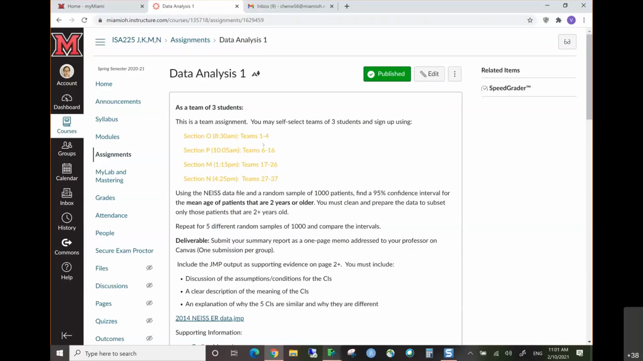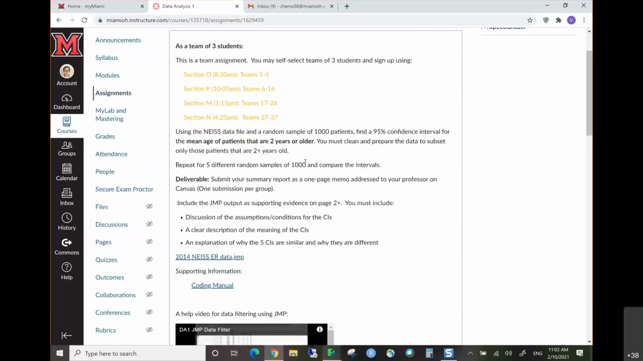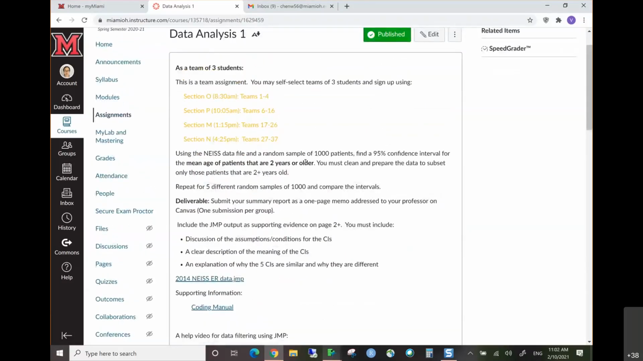And the grouping process, I will let you know on Friday, and also the due date. I will decide the due date after today. All right, and for today, I just want to talk about this data analysis one before you start.